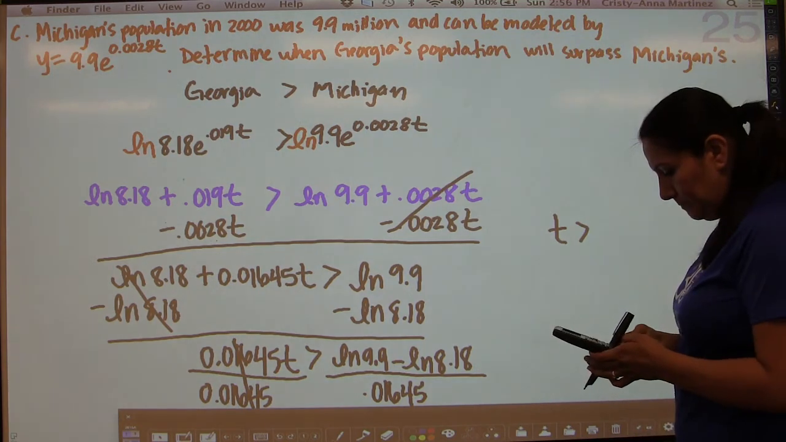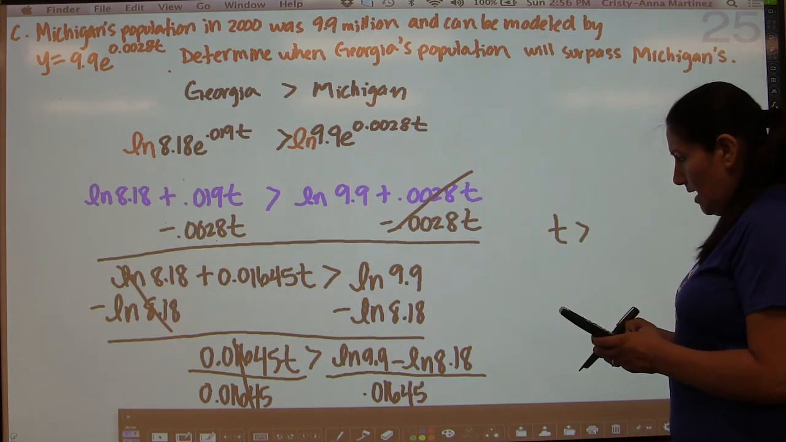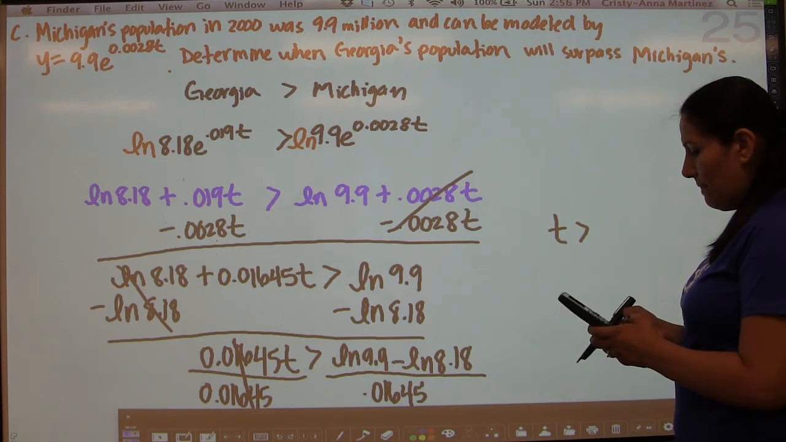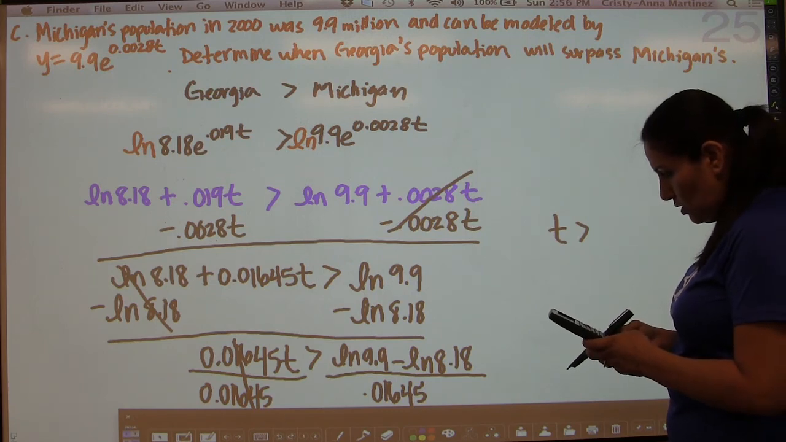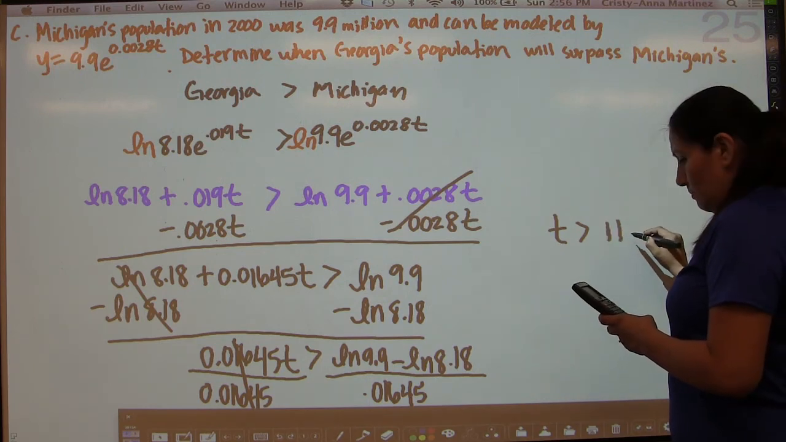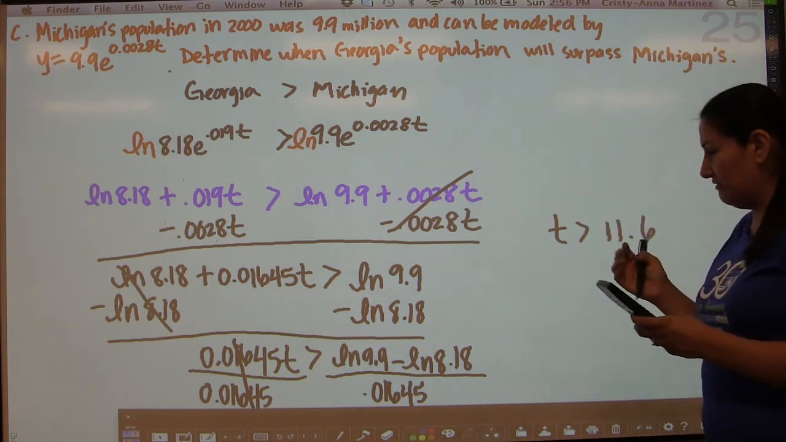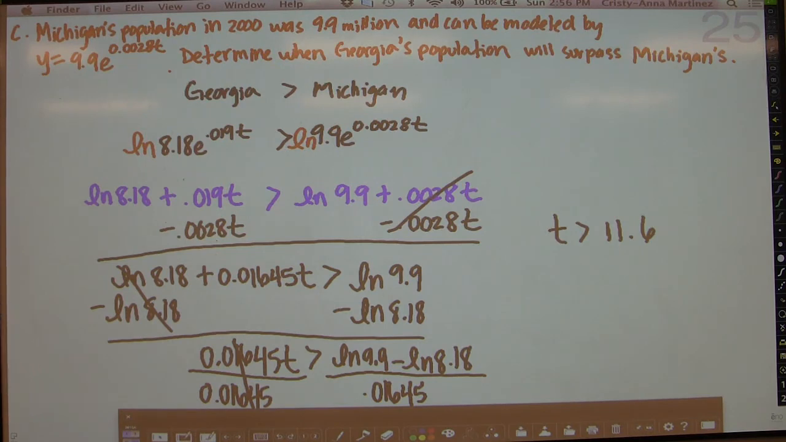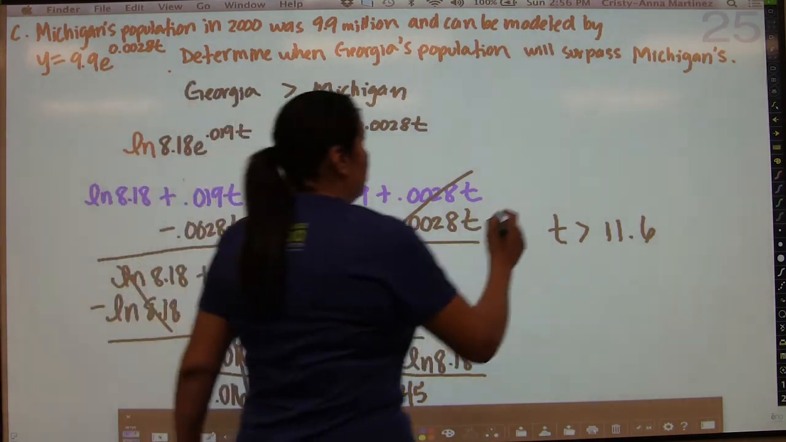So now I'm going to go ln 9.9, and then I'm going to subtract ln 8.18. I'm going to get a result, and then I'm going to divide that result by 0.01645, and that gives me 11.601, or basically 11.6. So the question was, when will Georgia's population surpass Michigan? When t is larger than 11.6, so basically around 12 years. So in 2012, we can expect that Georgia's population will surpass Michigan's.